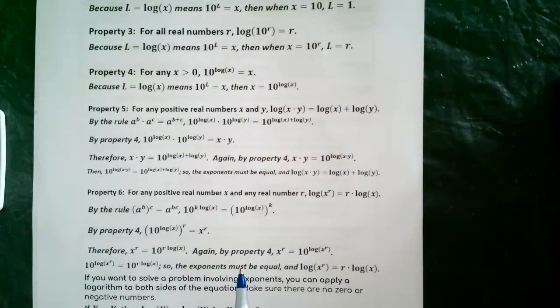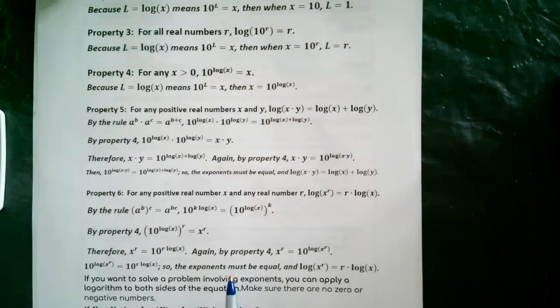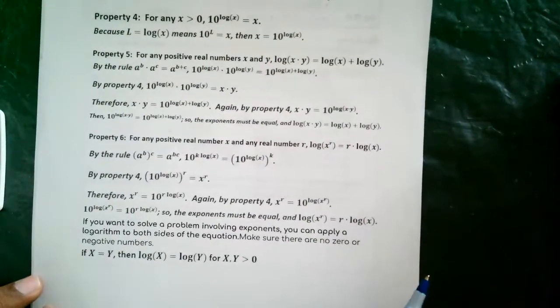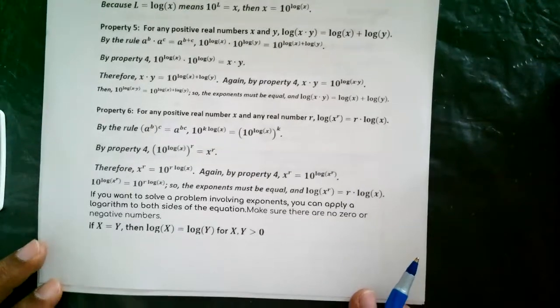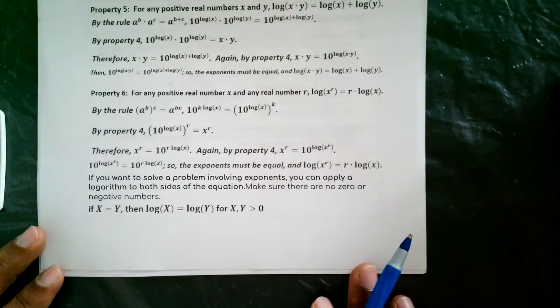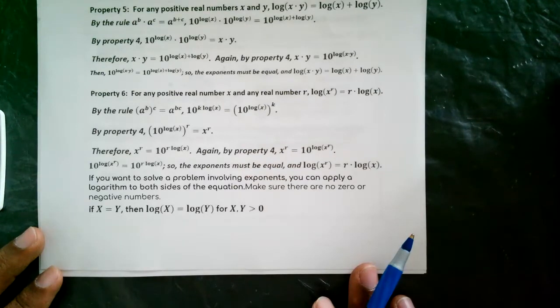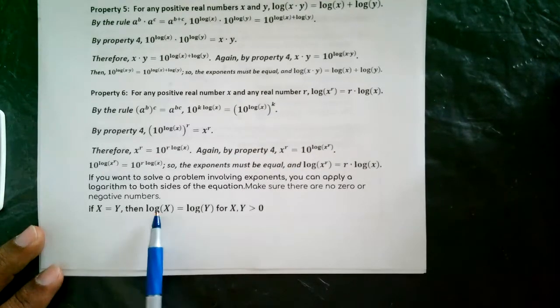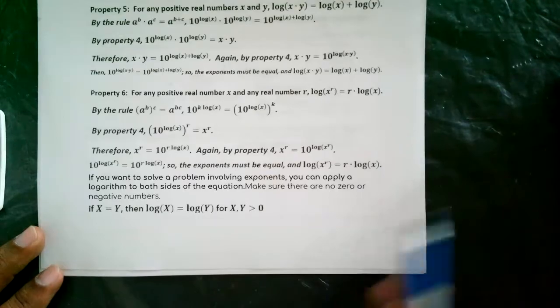Then property 6 is for any positive real number x and any real number r, log of x with an exponent r is equal to r log of x. So any exponent which is within the term involving a log comes outside and multiplies with the log of that. So if you want to solve a problem involving exponents, you can apply a logarithm on both sides of the equation. Just make sure that there is no zero or no negative numbers. For example, if we have an expression x is equal to y, we can also write this as log of x is equal to log of y. So with this, let's do the first example.